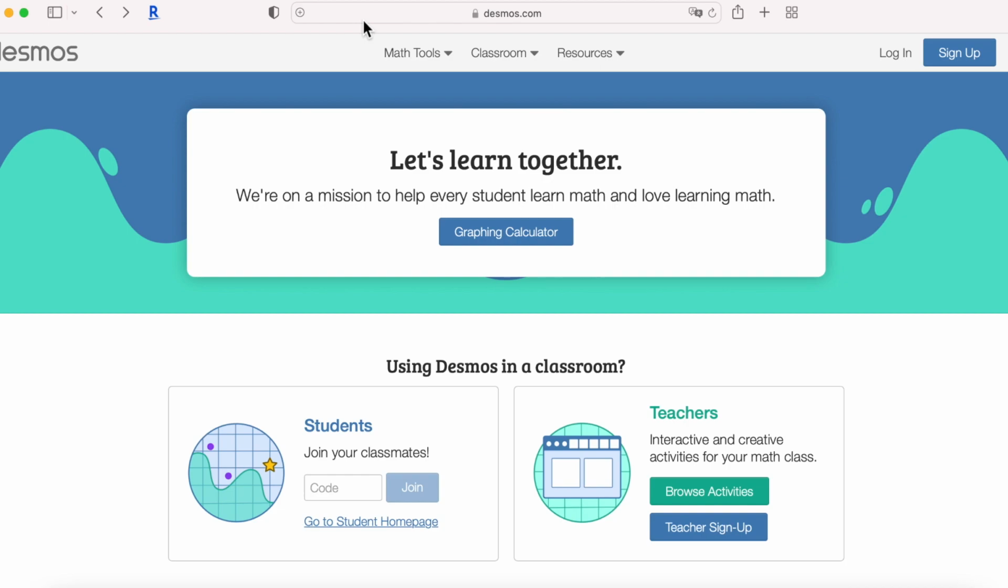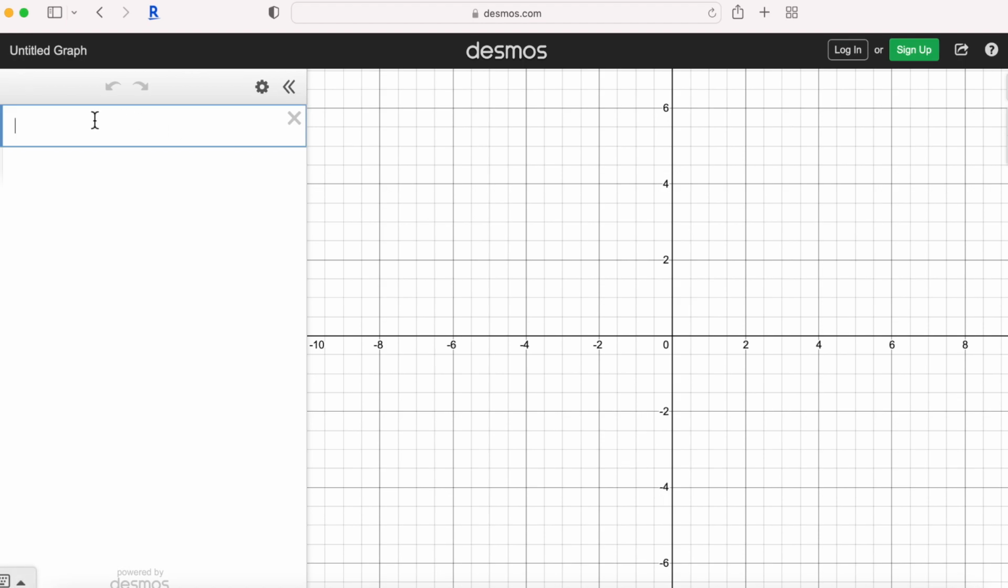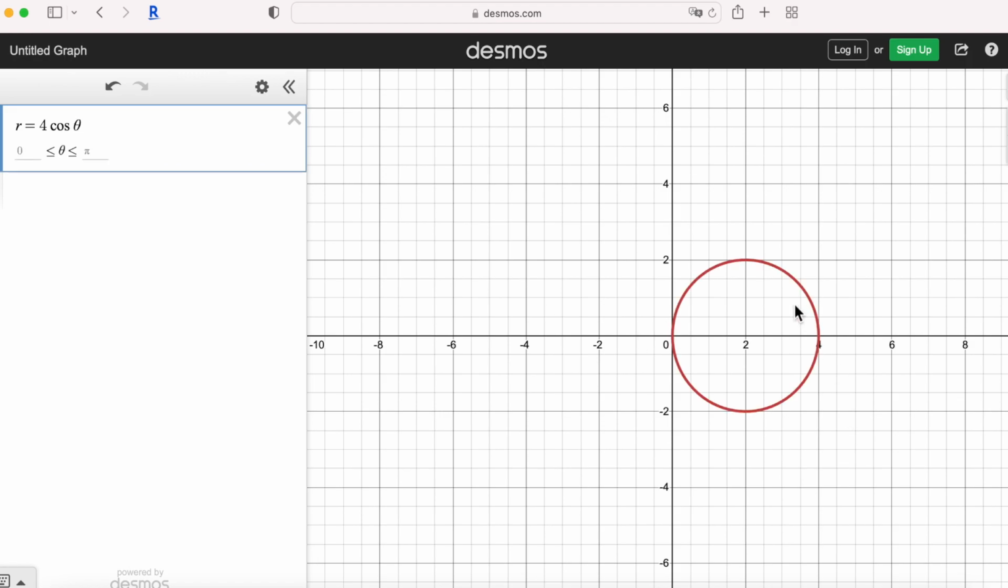You can also use technology to graph your polar equations. I use Desmos.com, and after you get here, you click on Graphing Calculator. And from here, all I do is just type in my equation. So for example, I'm going to type in r equals 2 sine of theta. And they gave me the circle. Now, what if I have r equals 4 cosine of theta? I have a circle with the diameter 4.